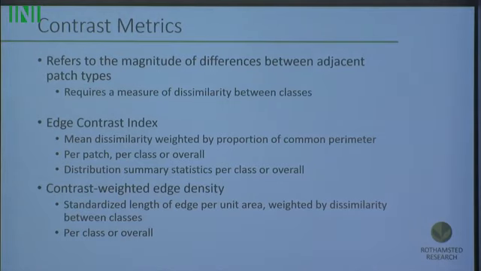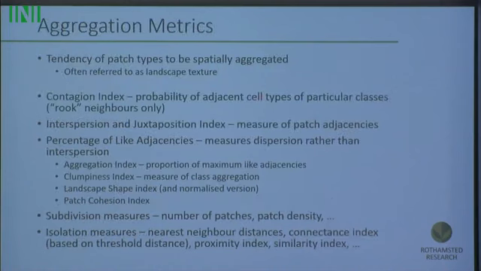Then there are contrast metrics, which are essentially looking at the change between different components. It requires some kind of measure of similarity or dissimilarity between the classes within your landscape, and then looks in some way at the amount of contrast between different classes across the whole landscape. That's what that's trying to get at.